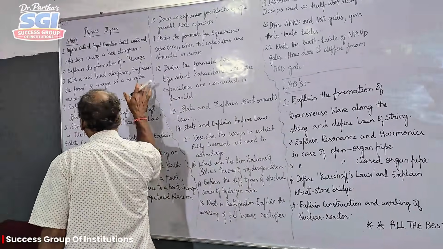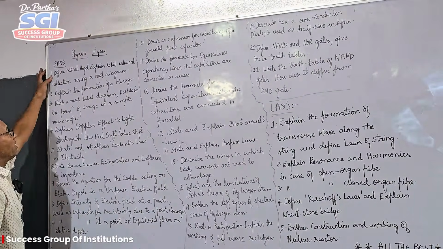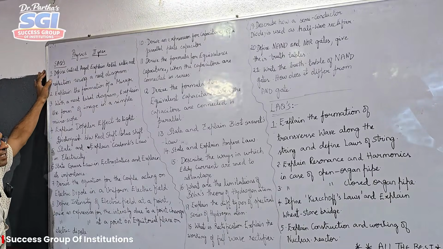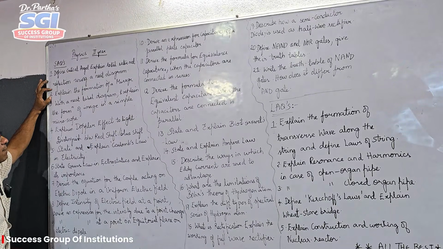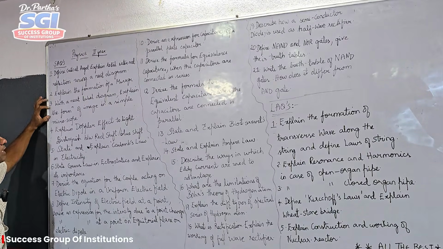Now the very short questions. Short questions are there. The first one is define critical angle and explain total internal reflection with a diagram. You have to explain. The second question is explain the formation of a mirage. Third question, with a neat labeled diagram, explain the formation of an image in a simple microscope.